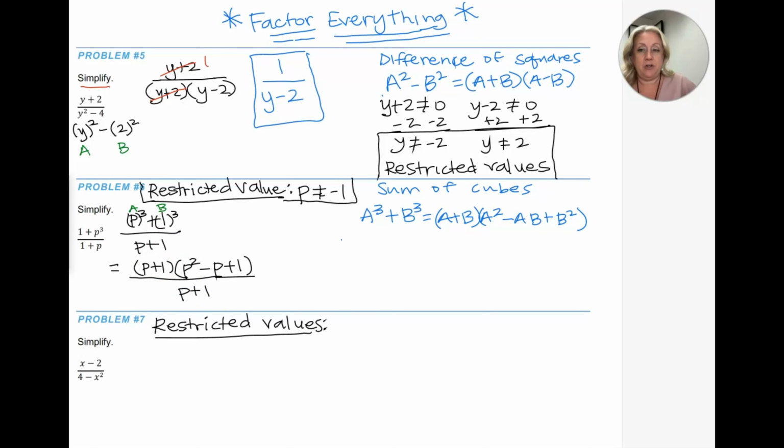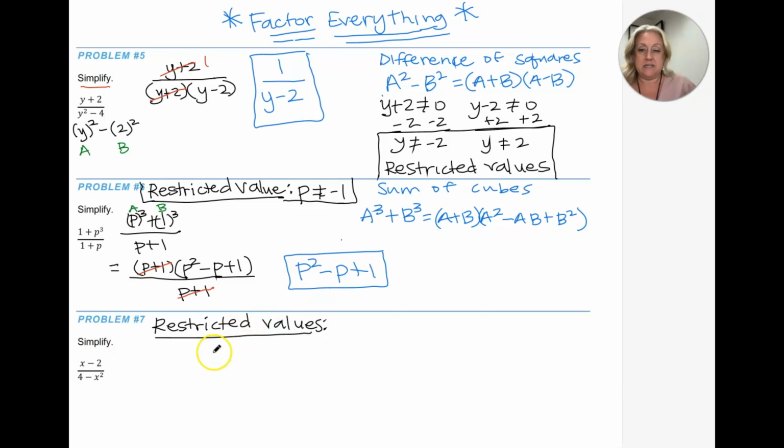Now we can divide out our common factors. P plus 1 on the top, p plus 1 on the bottom, leaving us with an answer of p squared minus p plus 1. And there's no denominator left there. But notice we still have a restricted value of p equals -1 because of how it started out.